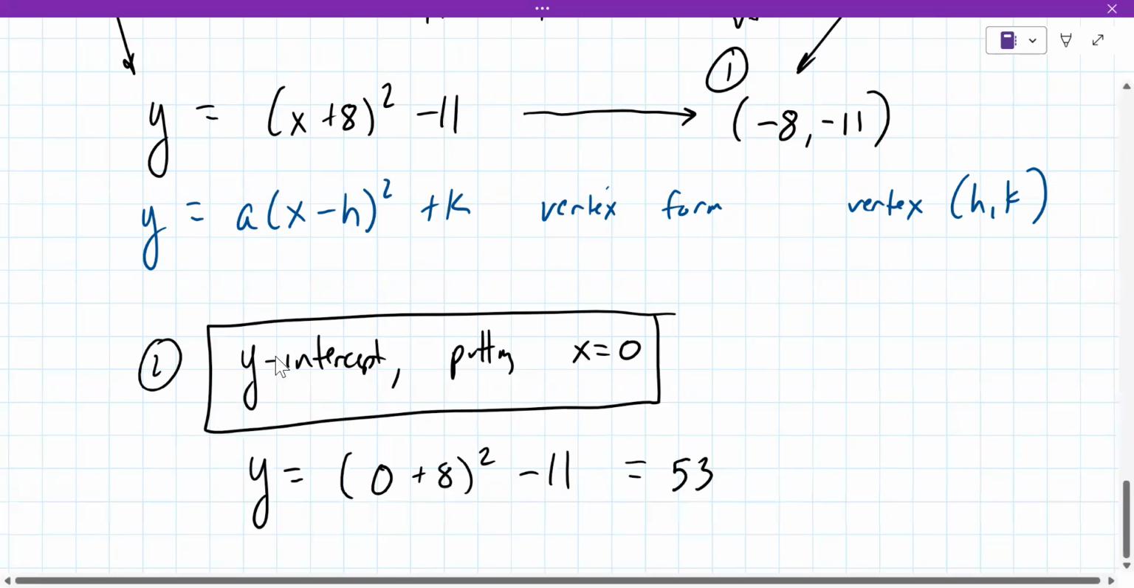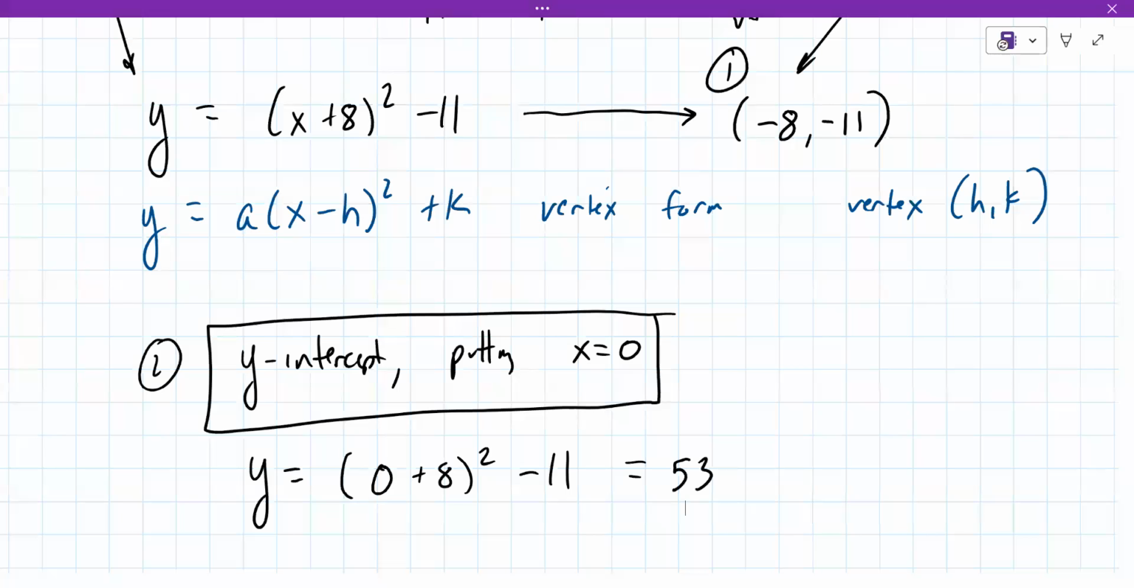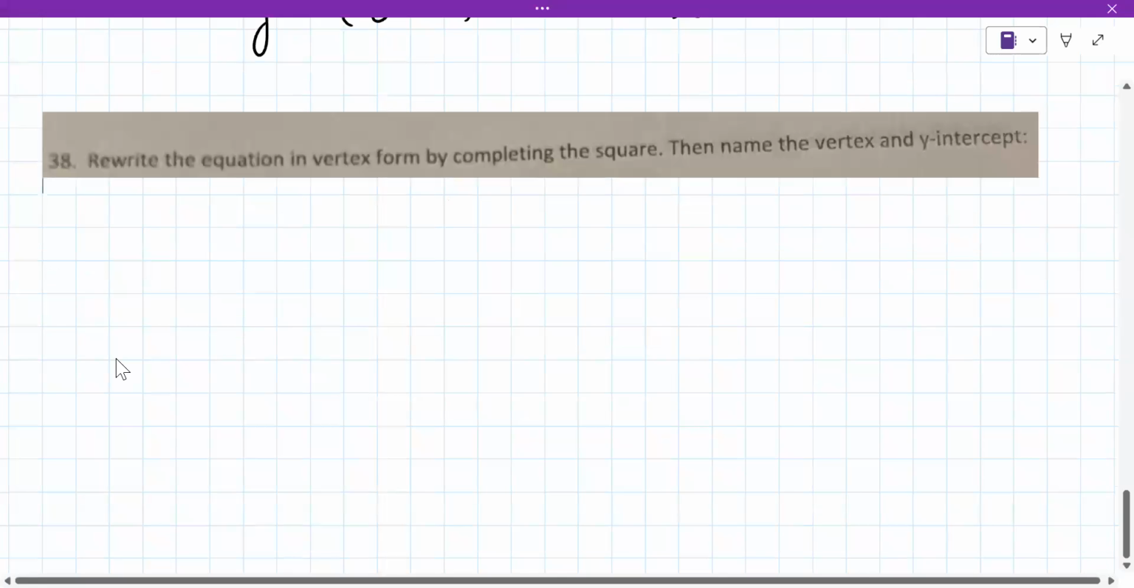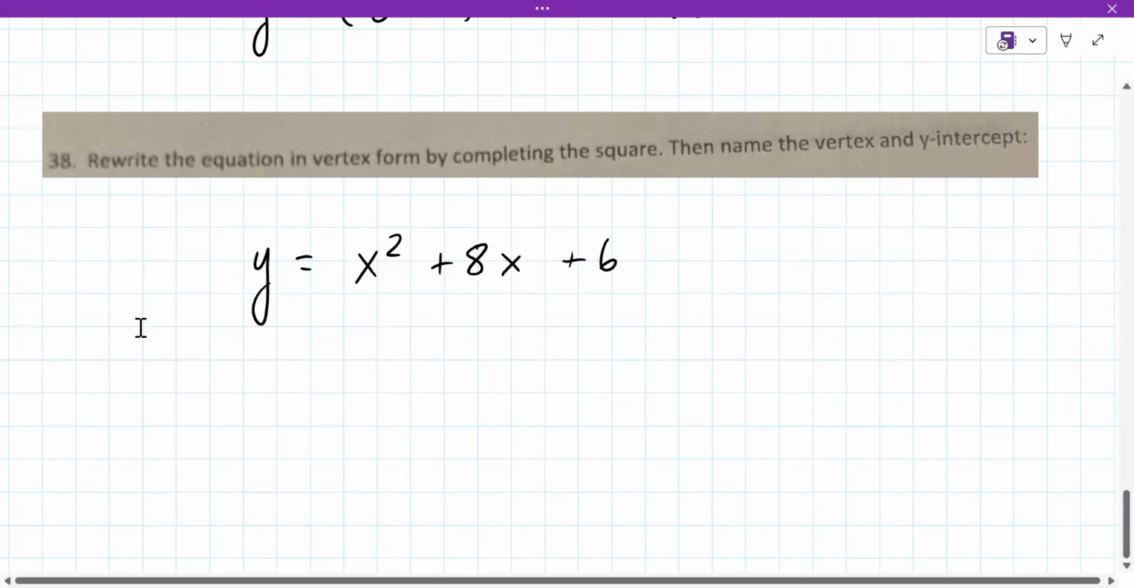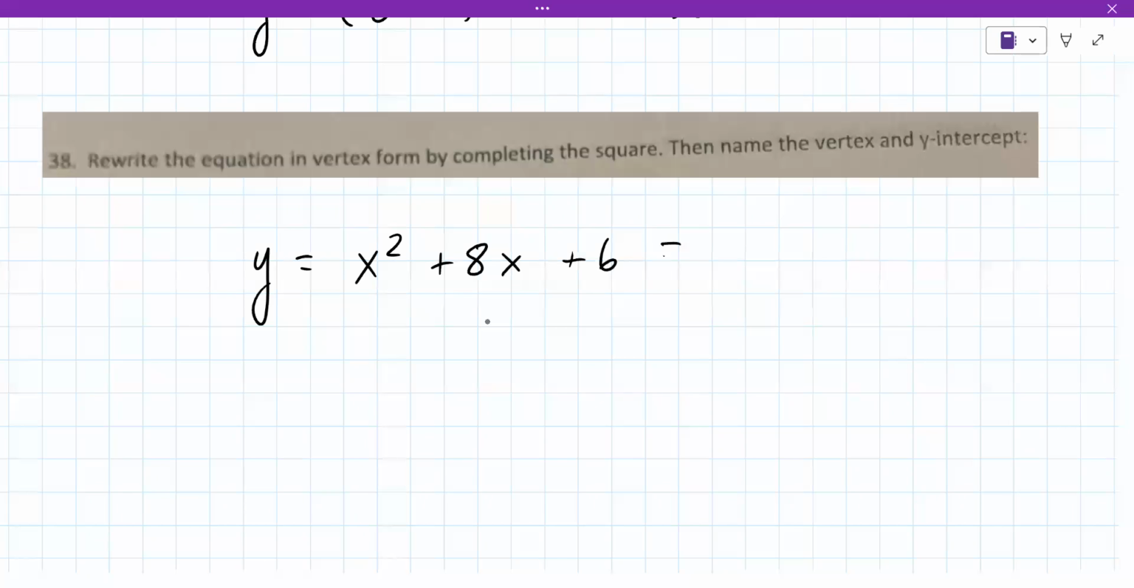All right, now we're going to do another problem like 38. I'm going to snip in the instructions. We're going to do the same things again, but I'm going to make up a new completing the square problem. So it's y equals x squared plus 8x plus 6. Now, do you remember the first thing that we did to complete the square? Divide the 8x by 2. Oh wait, after you move the constant over. You have to move the constant over. It will cause you problems if you don't.